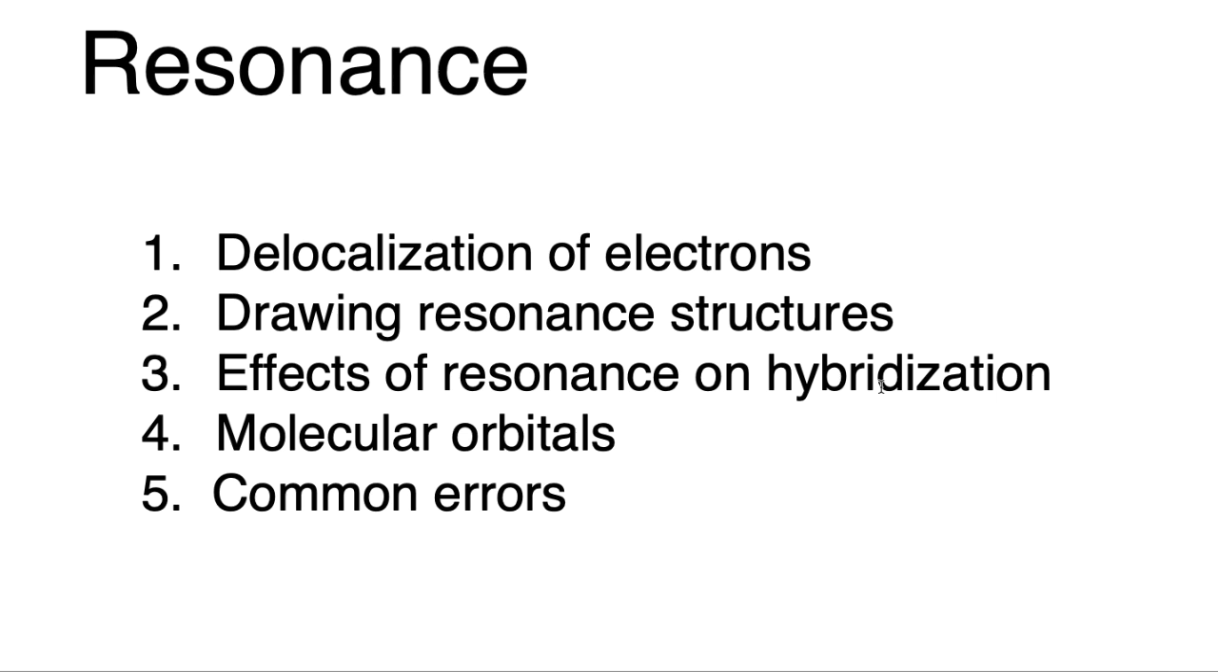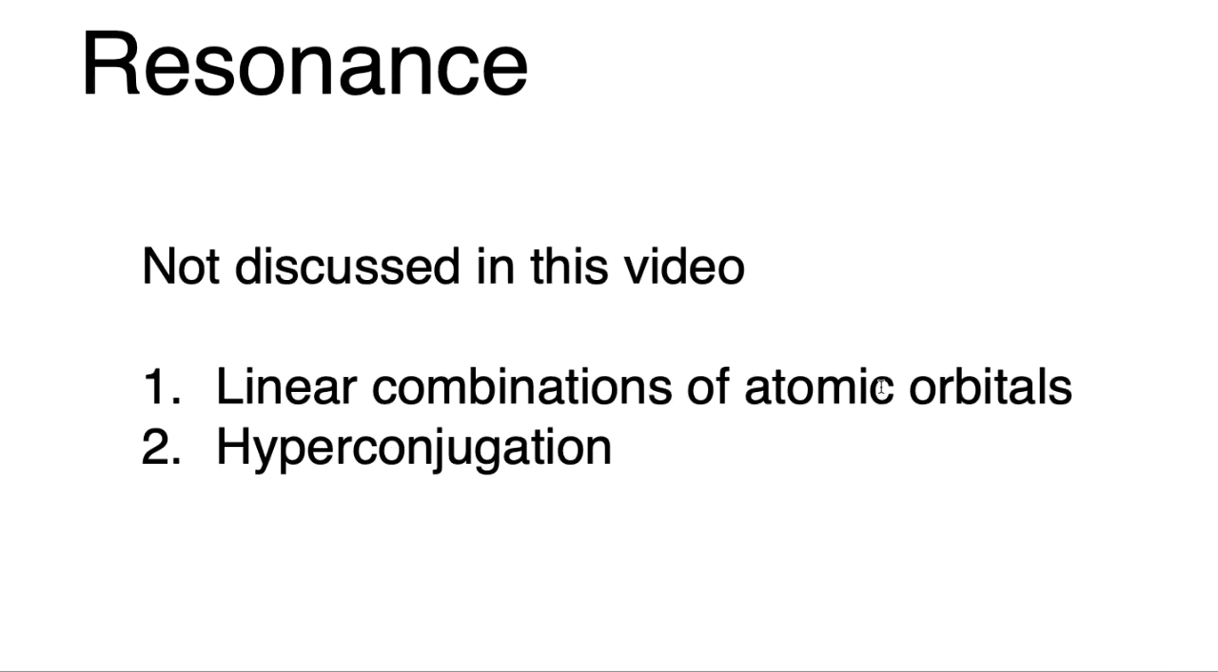We will also learn the effects that resonance has on hybridization and bonding geometry, and discuss important molecular orbital considerations. Finally, we will discuss common errors and how to avoid them. The deeper concepts, such as linear combinations of atomic orbitals and pi systems, are not discussed in this video. Hyperconjugation is also not discussed here.